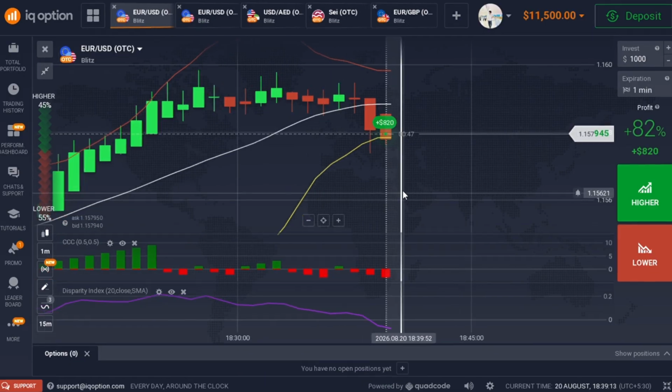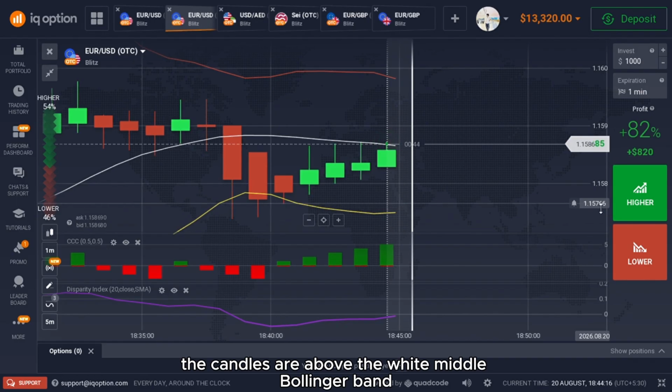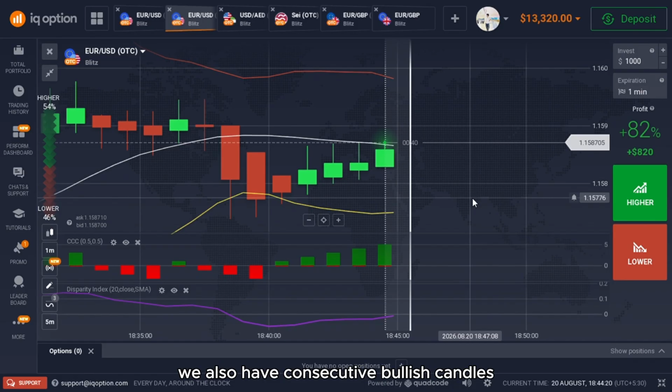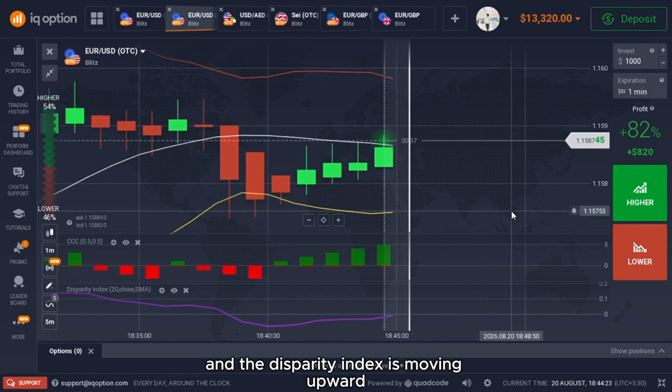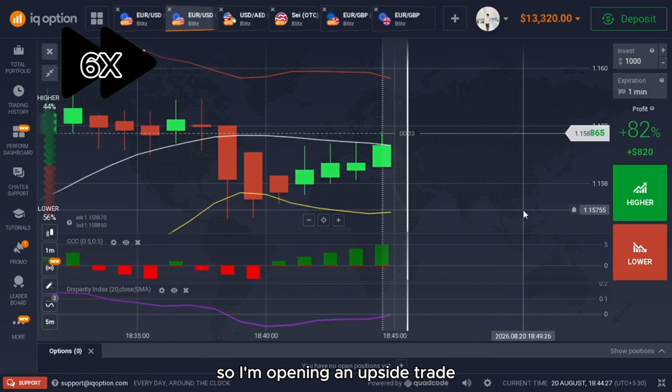Great, we won that trade. Now here is an upside opportunity. The candles are above the white middle Bollinger Band without touching the upper red line. We also have consecutive bullish candles, and the disparity index is moving upward. Therefore, all 3 indicators are giving us a bullish signal. So I'm opening an upside trade.